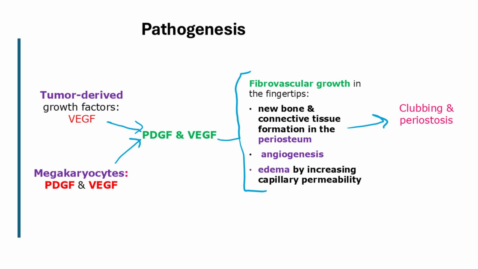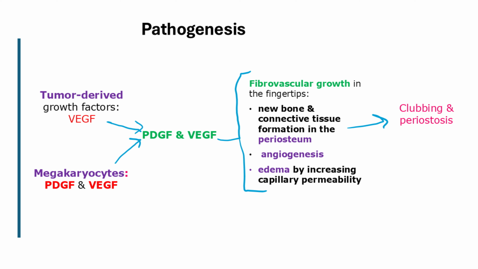Under normal conditions, megakaryocytes are fragmented in the pulmonary circulation. However, when the pulmonary circulation is disrupted by tumors or chronic lung inflammation, the megakaryocytes skip or bypass the normal fragmentation and enter systemic circulation. Due to their large size, they become entrapped in the capillaries of the distal extremities, where they interact with endothelial cells and release platelet-derived growth factor, PDGF, VEGF, and other factors.